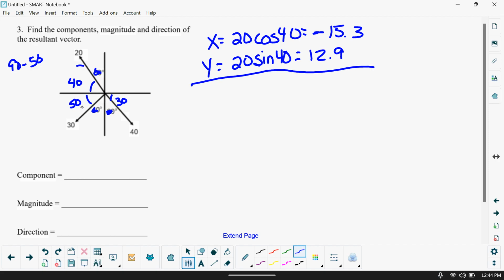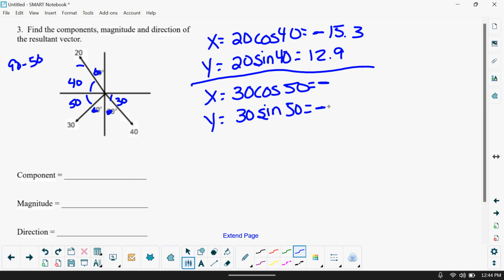Now we're going to do this one. x equals 30 cosine 50 and y equals 30 sine 50. Now this one we're in quadrant 3 and everybody's negative. So let's go ahead and get those negatives in. Negative 19.3 and sine 50, we're going to call that one negative 23.